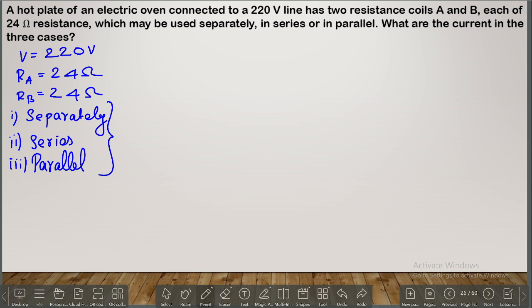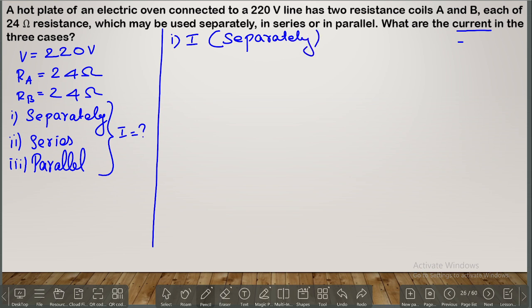So if that is the condition, they are asking what is the current in the coils. That means the I value we are going to find. So now we'll calculate the current if the two coils are used separately.